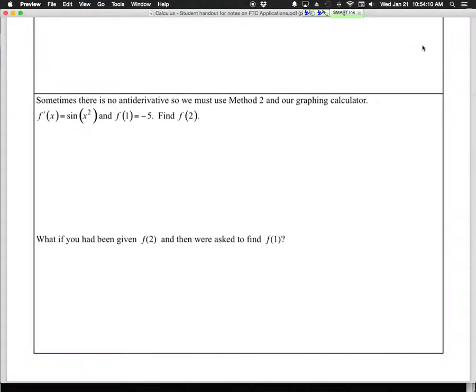And this next problem is why you need to use the fundamental theorem of calculus. It says sometimes there is no antiderivative, so we must use method 2 in our graphing calculator. So if I can't integrate it, then I've got to use the fundamental theorem of calculus. So I want somebody in here to set it up for me to be able to find f of 2. What is it going to look like? F of 2 equals -5 plus the integral from 1 to 2 of sine of x squared dx. That gives me the function value of 2.